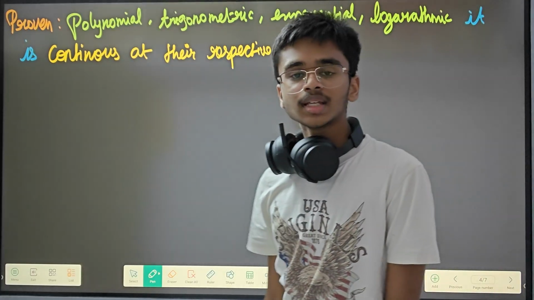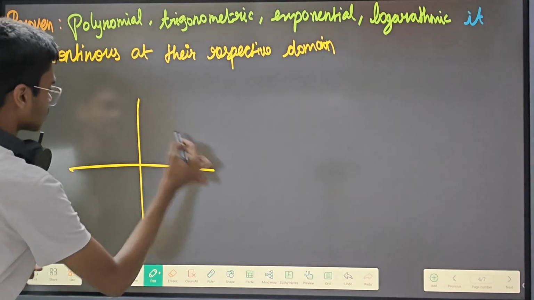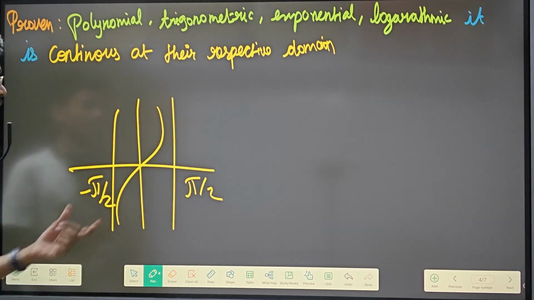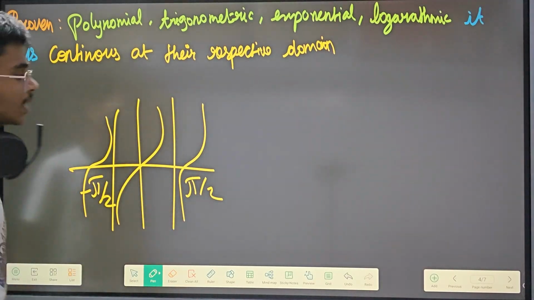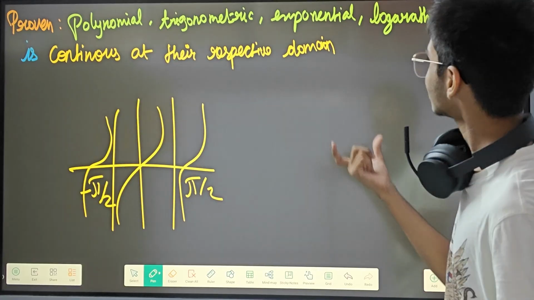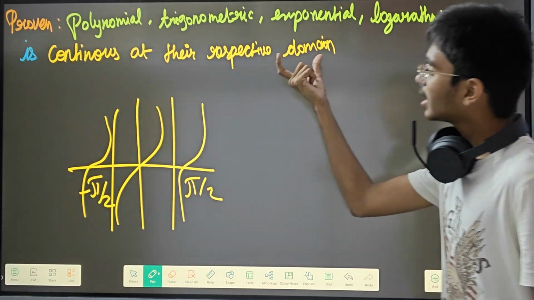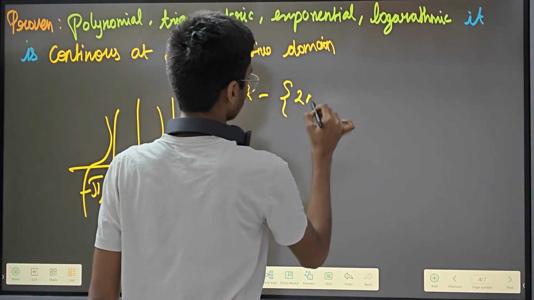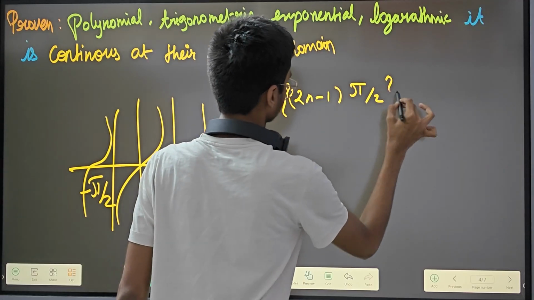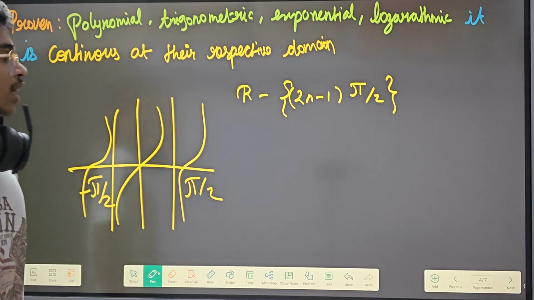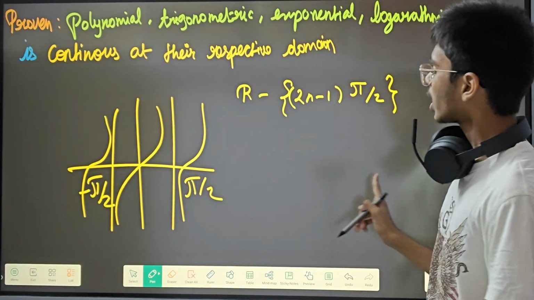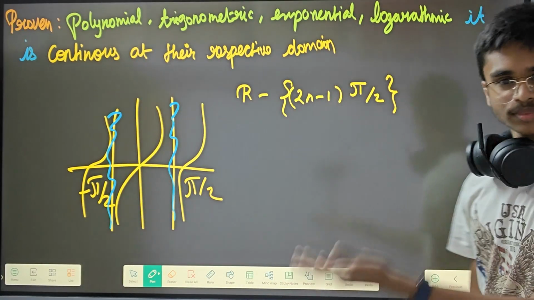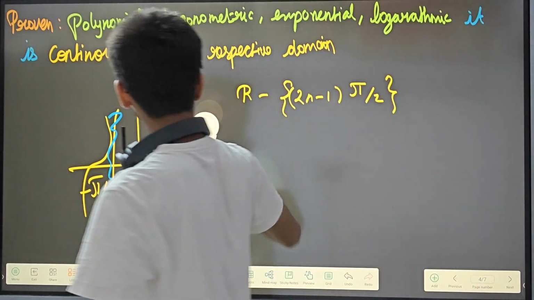You can ask me a question like, for tan, how is it? See, it is discontinuous for tan. Then how can I say it? This is a common question. They say that it is continuous at its respective domain. So what is the domain of tan? It is all real numbers excluding (2n minus 1) times pi by 2. So exclude this one, then exclude this one. Other than this, it is continuous, right? So that is why they said it.